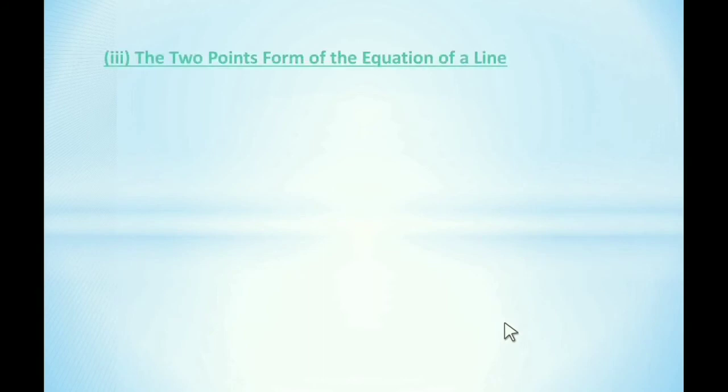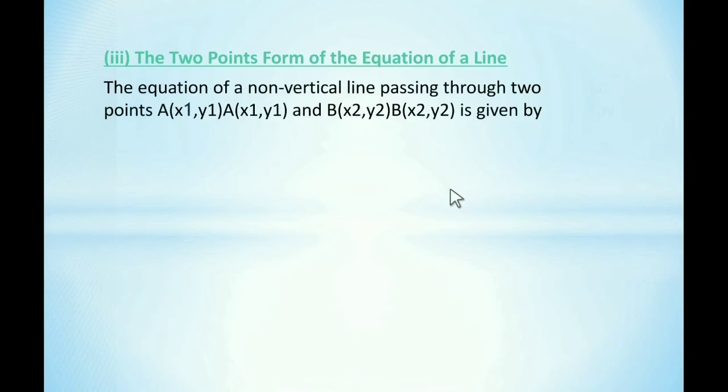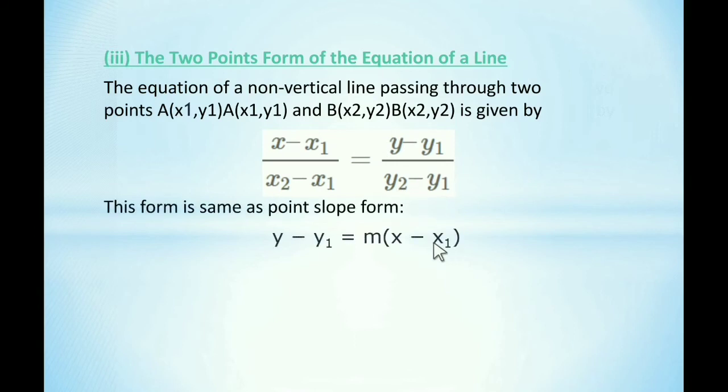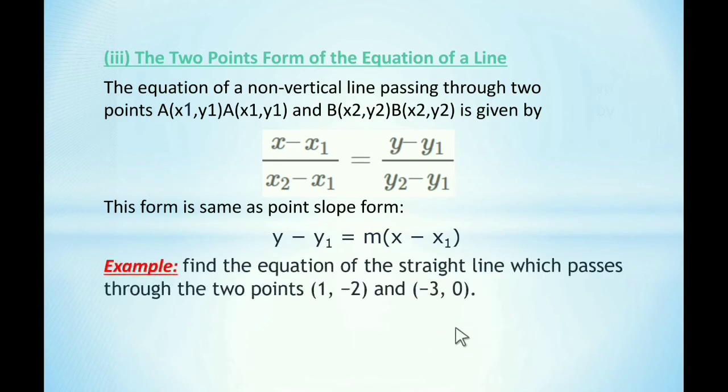The third one is the two-point form of the equation of a line. So what is the two-point form? The equation of a non-vertical line passing through two points A(x1, y1) and B(x2, y2) is given by, look at this, (x minus x1) divided by (x2 minus x1) equals (y minus y1) divided by (y2 minus y1). This form is the same as point slope form. By putting the value of the slope, calculated from these two points, we will get the proof of the equation.